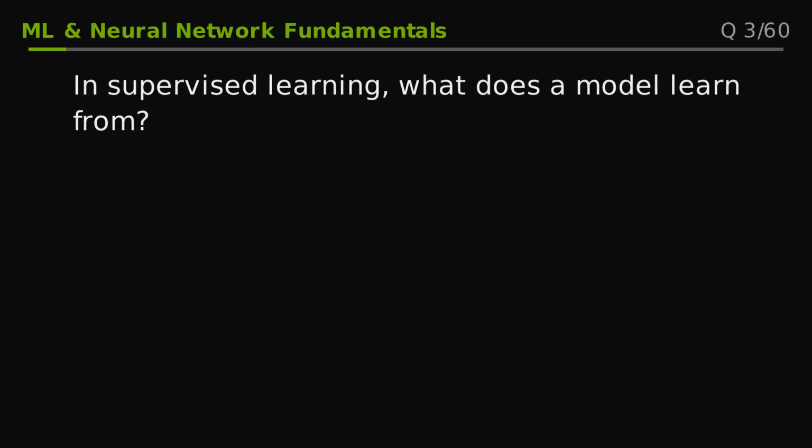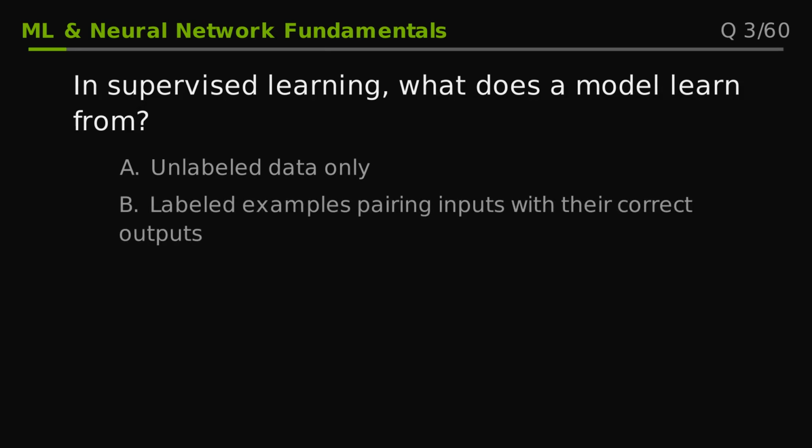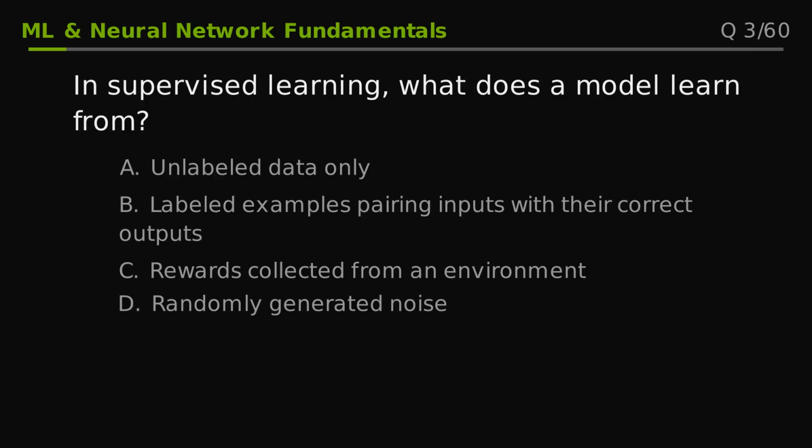Question 3. In supervised learning, what does a model learn from? Option A. Labeled data only. Option B. Labeled examples pairing inputs with their correct outputs. Option C. Rewards collected from an environment. Option D. Randomly generated noise.